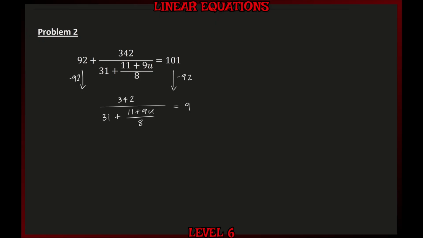We'd now like to remove the denominator from the left-hand side of the fraction, and we can remove this by multiplying both sides of the equation by the whole of that denominator. So we're going to multiply both sides by 31 plus (11 plus 9u over 8). And if we do this to the left, we need to also make sure that we do this on the right. So on the left, the denominator disappears when we multiply that side by that entire denominator, and on the right, we get 9 multiplied by the whole of the denominator. So 31 plus (11 plus 9u over 8).